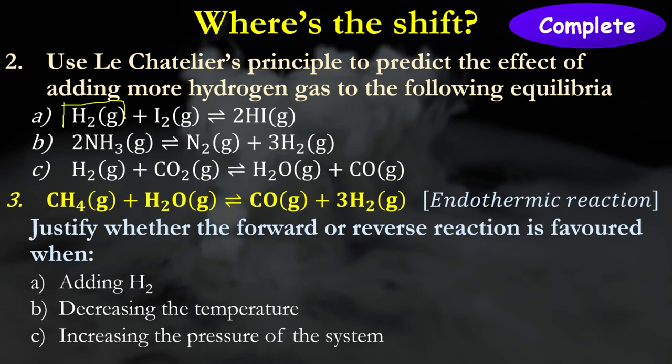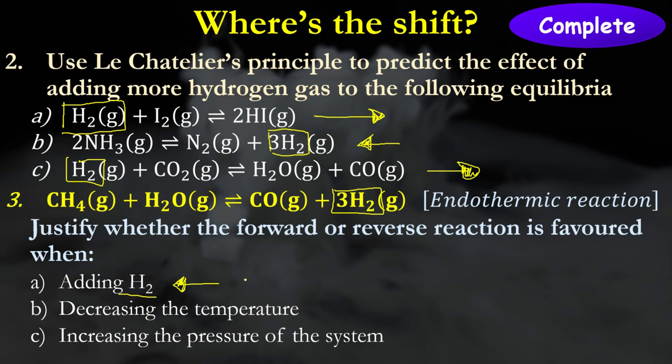So if we increase hydrogen here, that's going to shift our equilibrium to the right, because we have more moles of the reactants over here. If we increase the concentration of hydrogen here, that's going to shift our equilibrium to the left. And also if we increase this, that's going to shift our equilibrium to the right there. It says an endothermic reaction is occurring here. Justify whether the forward or reverse reaction is favored when we add more hydrogen. Well, in this case, it's going to go backwards.